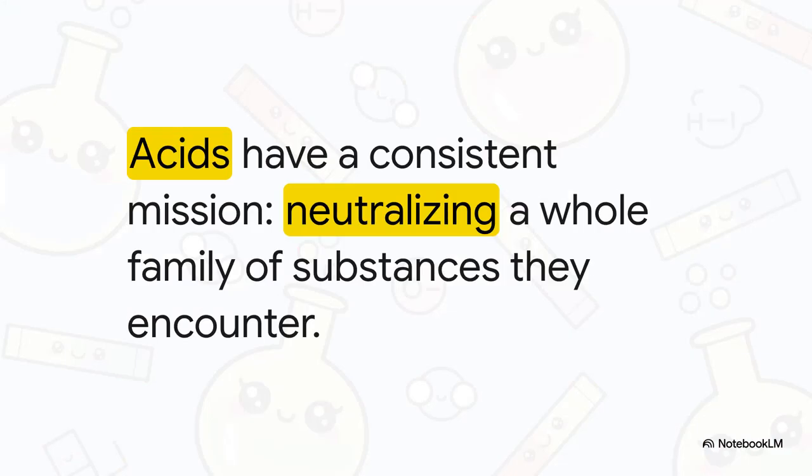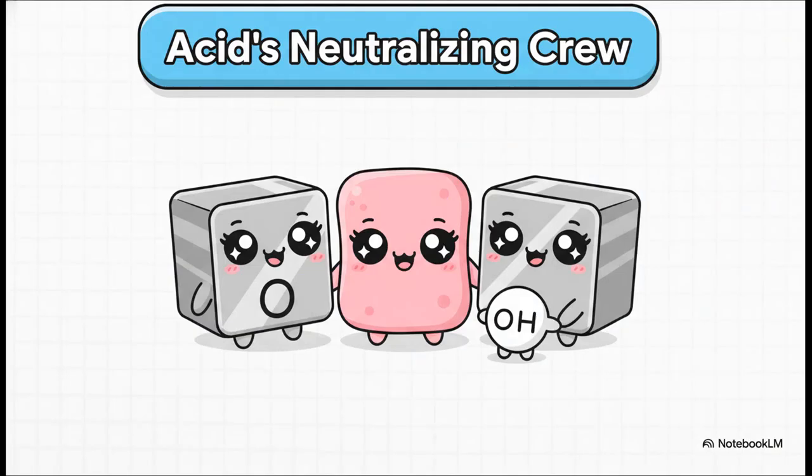Now, here's where things get really interesting. You start to see a pattern. Acids have this consistent way of reacting with a whole family of substances. The partners might look a little different, but for the acid, the goal is always the same. So whether it's a simple base, a metal oxide, or a metal hydroxide, the acid kind of sees them all in a similar way. It reacts with them to neutralize their properties, which, as we'll see, is a huge part of its identity.